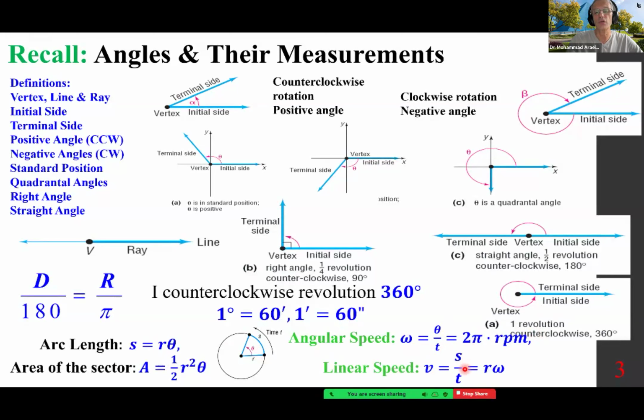Linear speed, v, is s over t. In other words, if you look at this one, distance covered, s over t, that would be v. Angle covered, theta over t, would be omega. Omega is the angular speed and v is the linear speed, which have the relationship v equals r omega. That would be the relationship between the two.